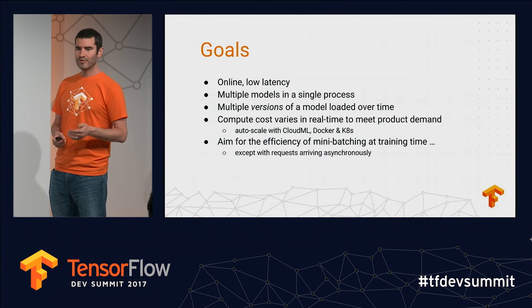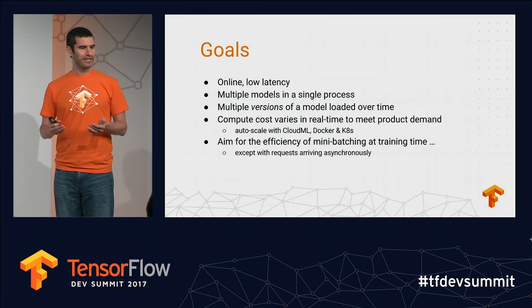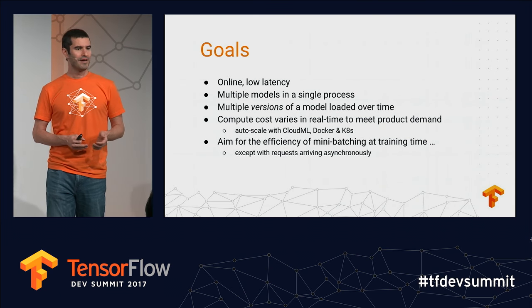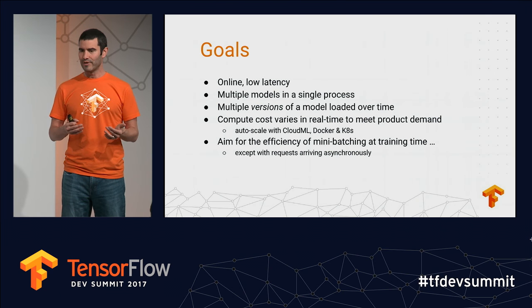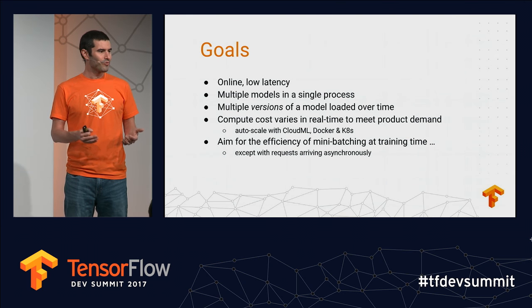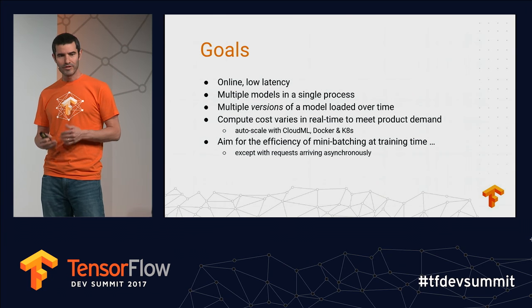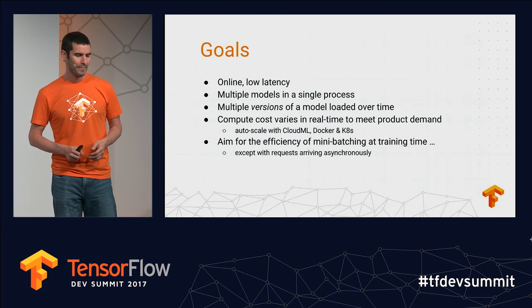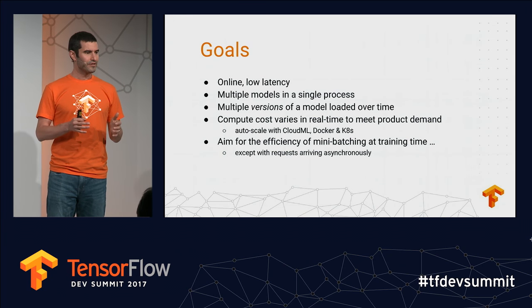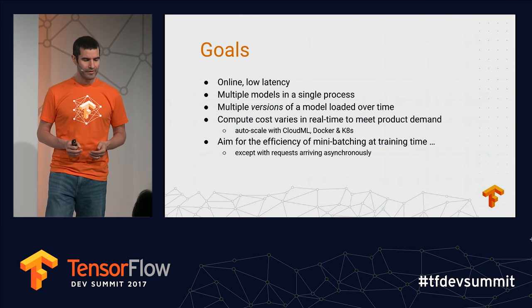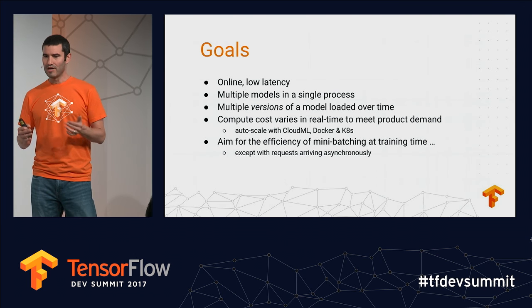So a key attribute for serving is that it's online and low latency. And this differs quite a bit from training and other big data pipelines you might run. Your users don't want to wait for the recommendations. They're not going to wait a minute. They're probably not going to wait 10 seconds. You really need to be fast and consistently fast. Another thing that's different from many big data tools out there is that you'll have many models in a single process.